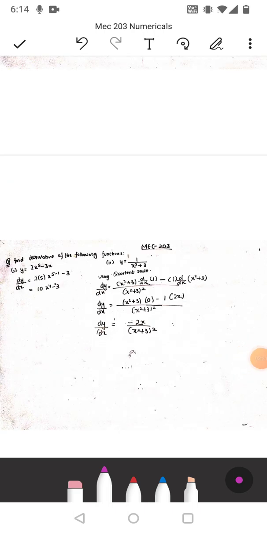So it is y equals to 2x to the power 5 minus 3x. So 5 will come in front, x's power becomes 5 minus 1, minus 3. Derivative of x should be 1, so it would be 10x to the power 4 minus 3. Here we'll use the quotient rule. So by the quotient rule we take denominator as it is, derivative of numerator, minus numerator, derivative of denominator, divided by denominator whole square. After solving we get the derivative as minus 2x divided by (x square plus 3) whole square.